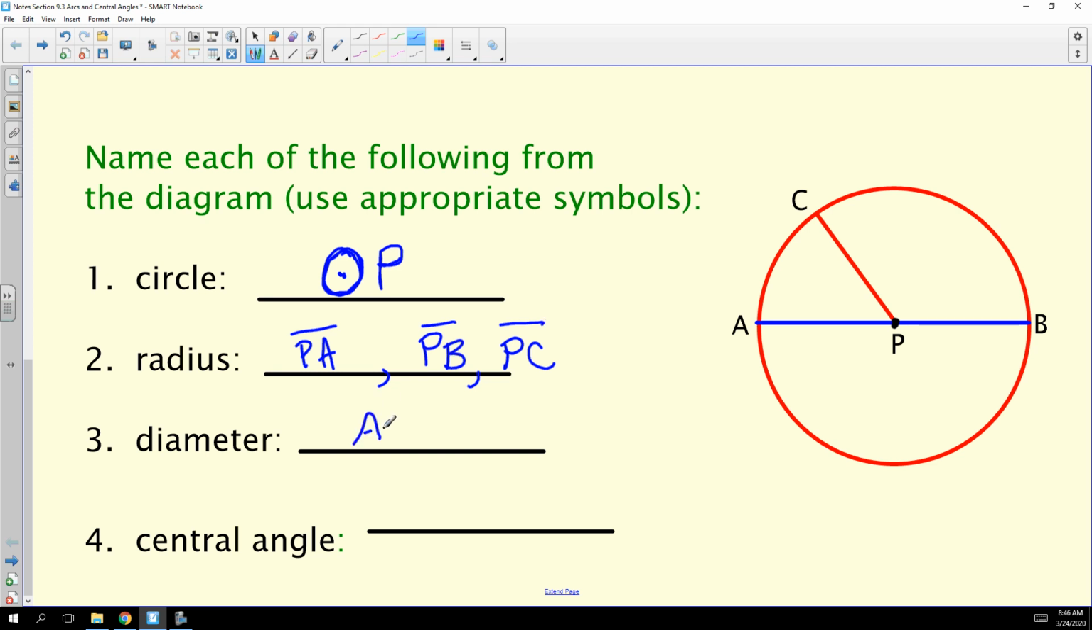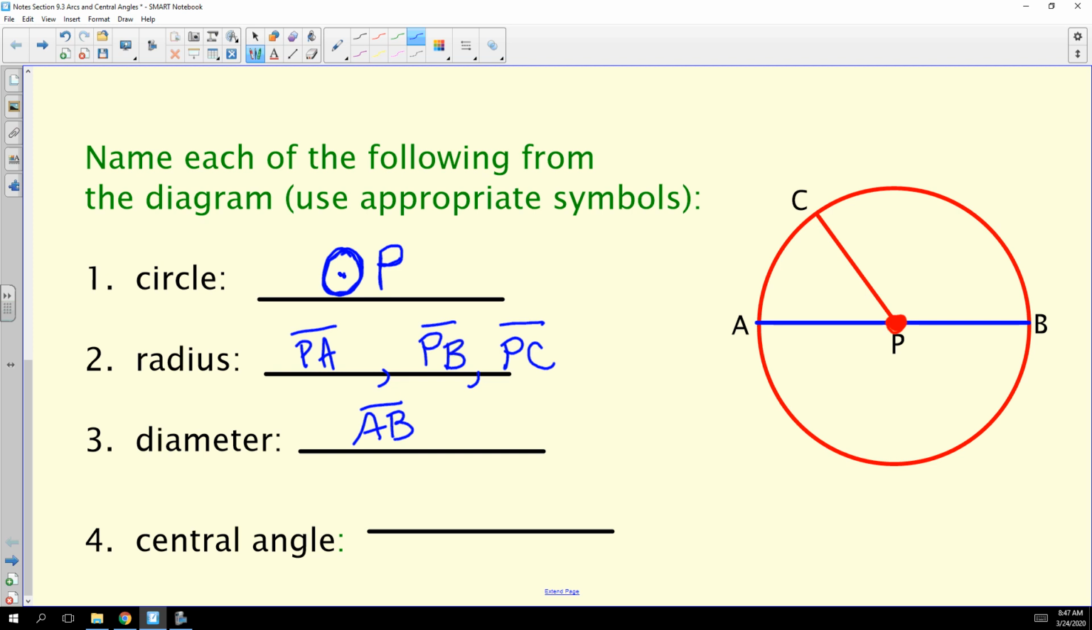Diameter is segment AB. Remember that you could say segment BA. It doesn't make any difference, but pay attention to the fact that that diameter really does pass through the center P of the circle. If there is a dot there in the middle, then that is indicative of the fact that it actually is the center of the circle. If there's no dot, then we're not going to make any assumption about that, okay?